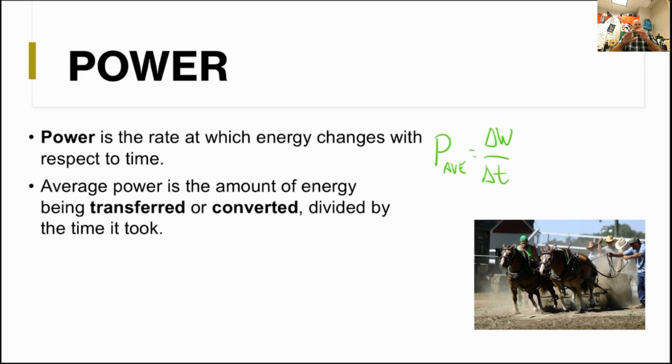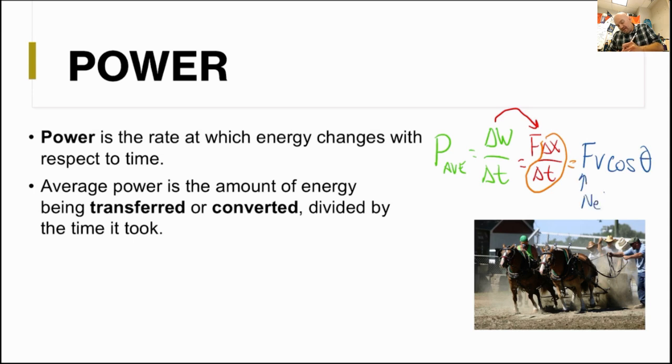But there is a string of equations that this also equals. So you end up with F delta X over delta T, right, when I substitute in work. But delta X over delta T is velocity, if you remember way back in Unit 1. And so another representation of power is FV cosine theta. But remember, this is the net force, right? Work is net force, not one force, it's the forces that are acting on the object.